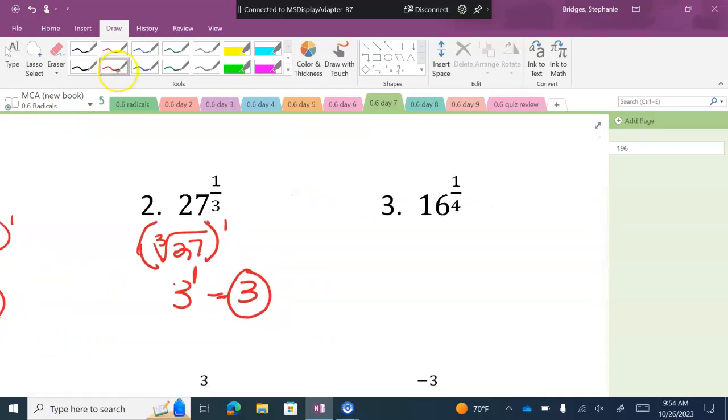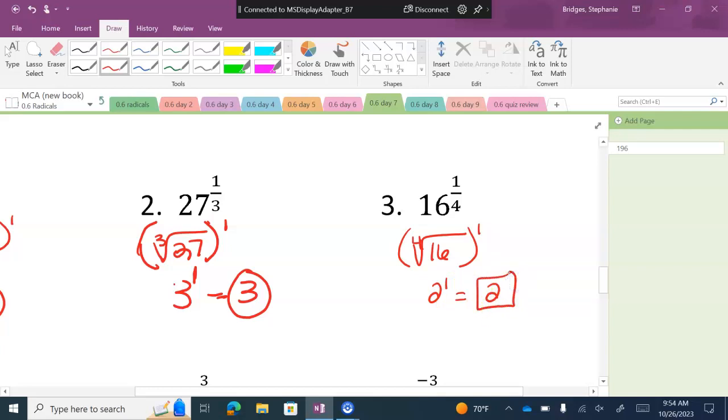What root am I going to take here? The fourth root. And then I'm going to raise it to what power? First. What is the fourth root of 16? And 2 to the first power is 2. So far, so good? Okay.